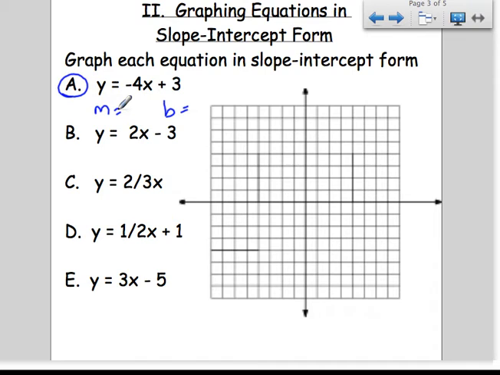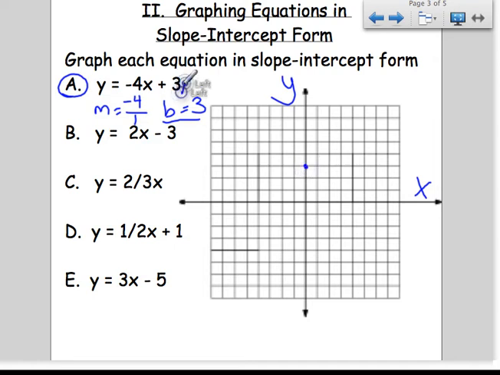Looking at this first equation, I can see that the slope is negative 4, which is the same thing as negative 4 over 1, and the y-intercept is 3. And the reason that information is valuable is because if I have my x-axis here and my y-axis here, I'm going to start with my y-intercept of 3, which is right here.